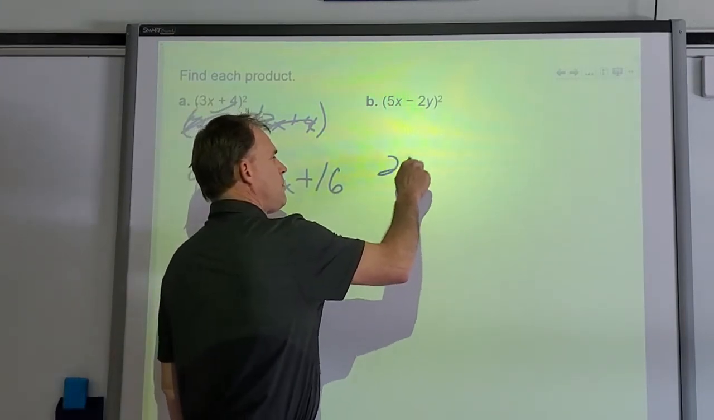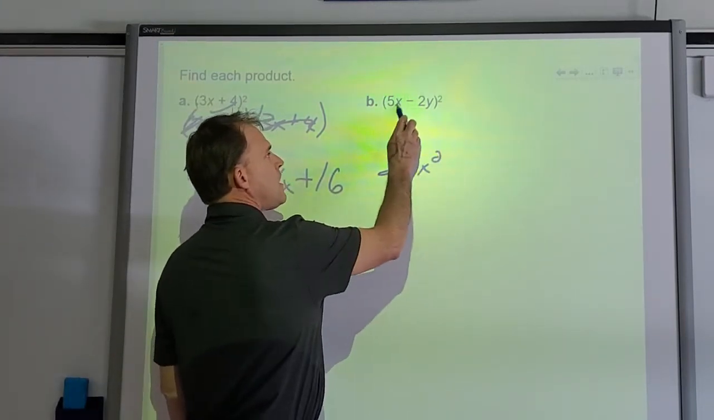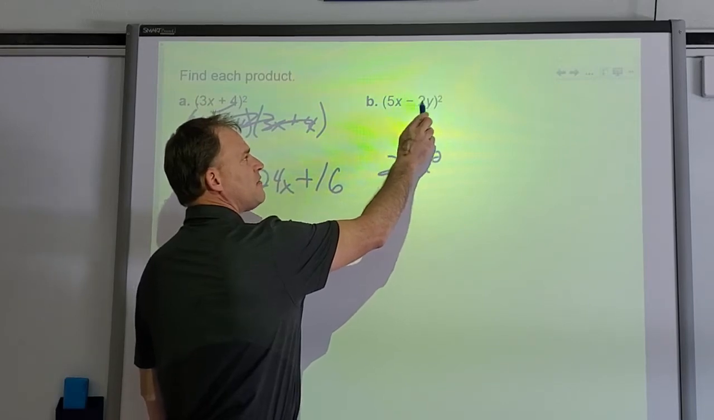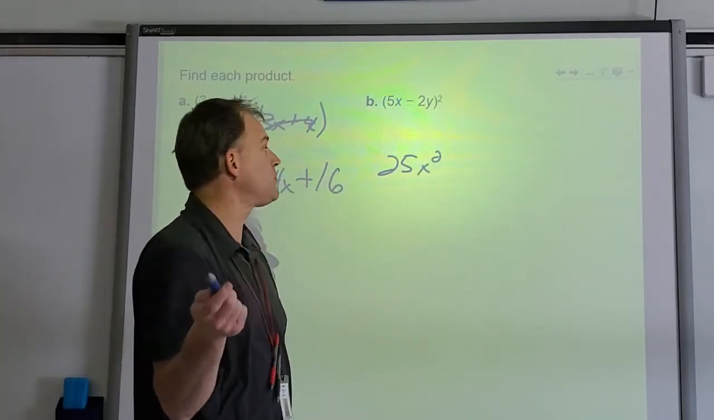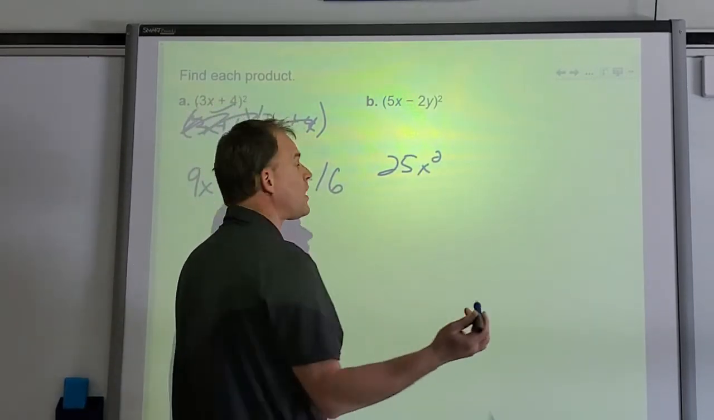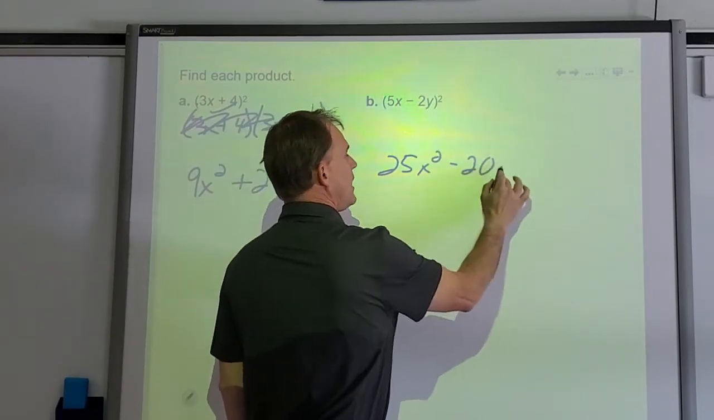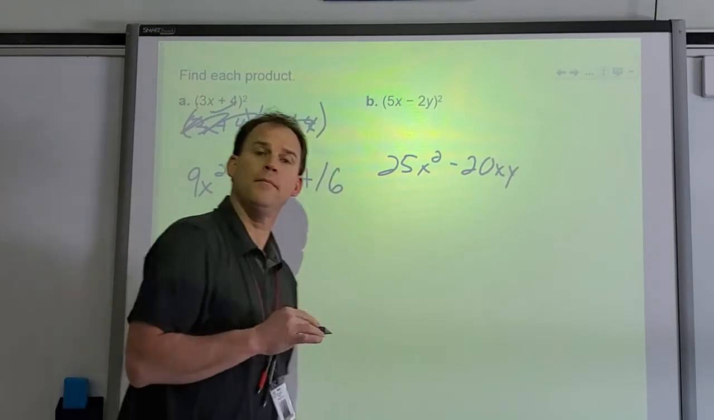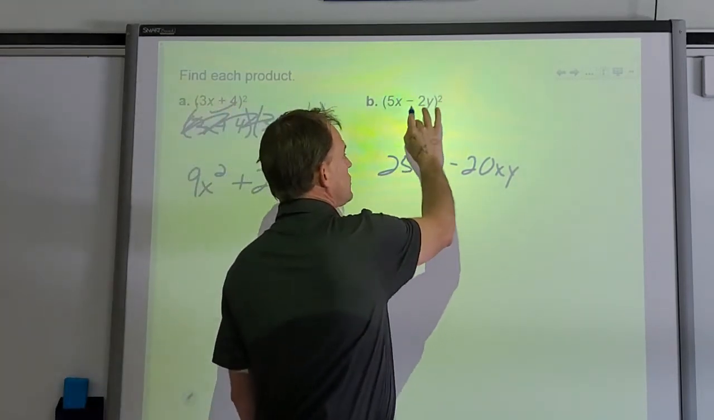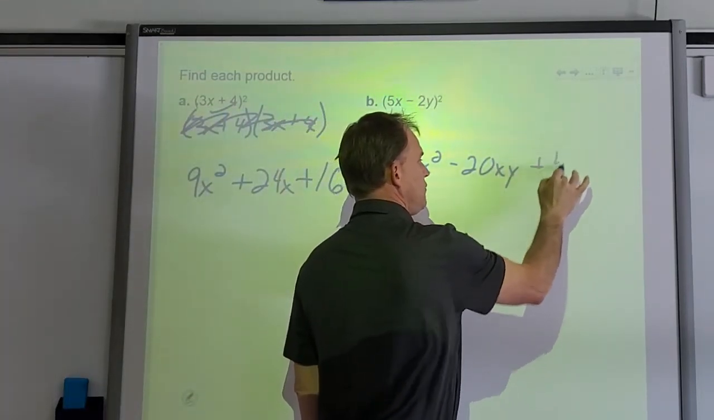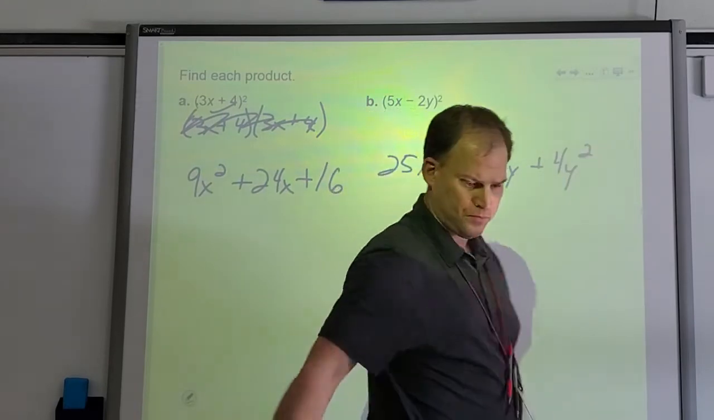Square the first term. Multiply them together. 5 times 2 would be, negative 2 in this case would be negative 10, would be negative 20. It's got an x here and a y here, so it would be both of them, x, y. And then square the last term. Negative 2 squared would be positive 4y squared. Question?